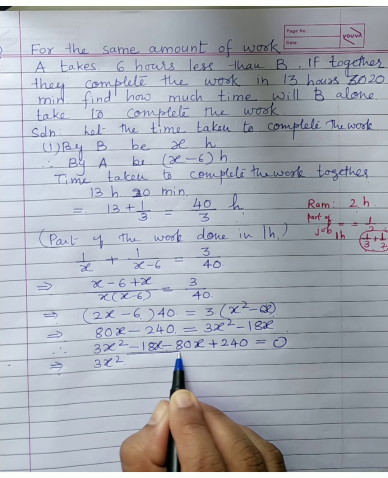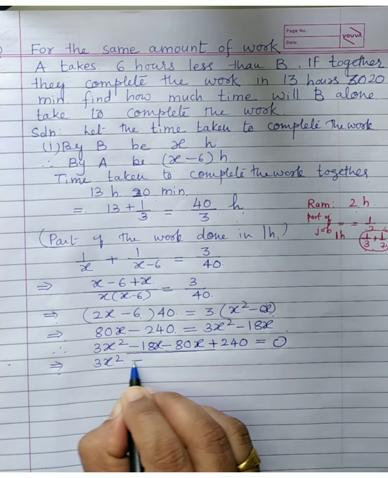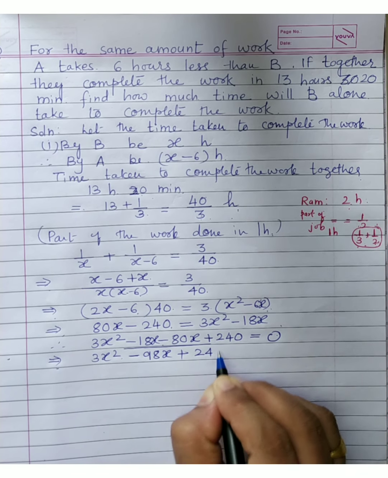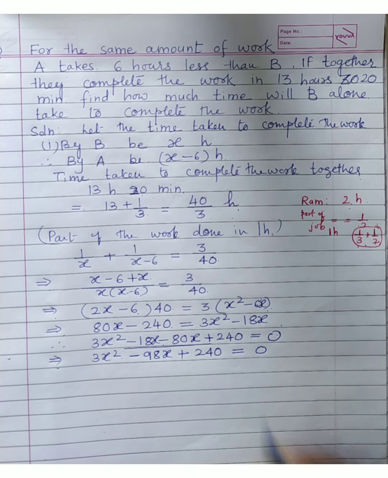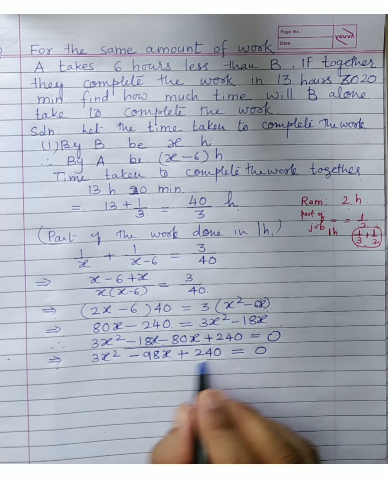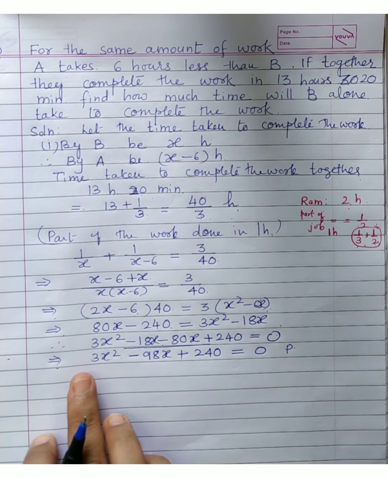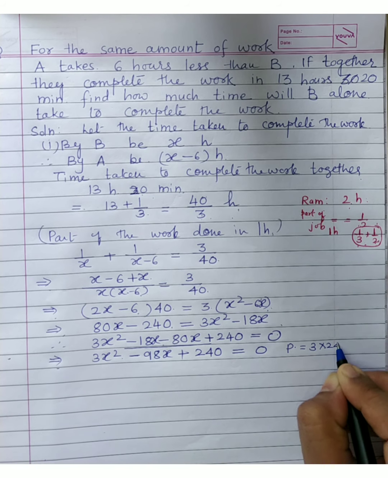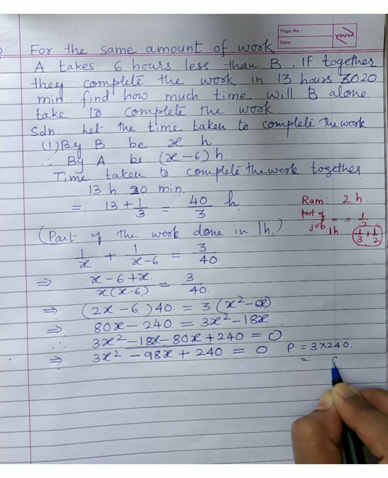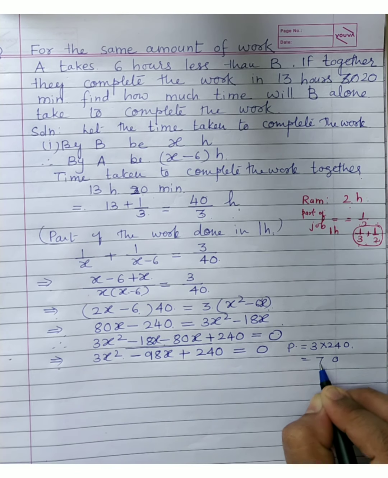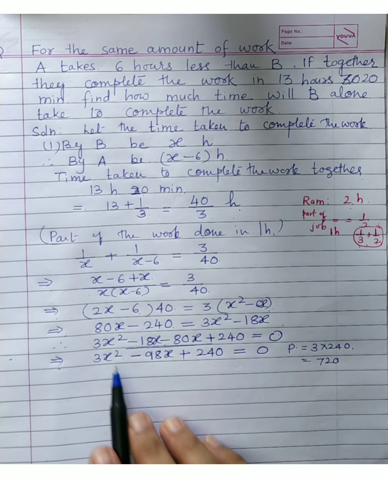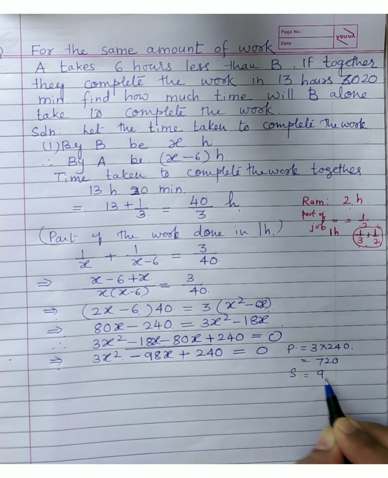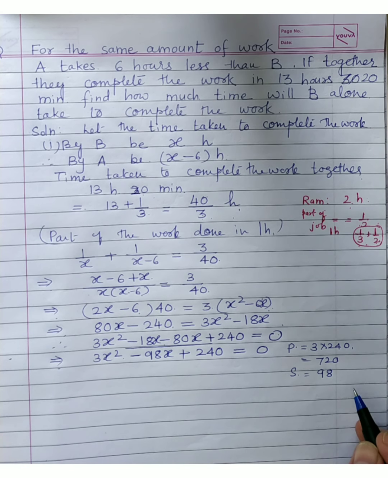Yeah, minus 18x and minus 80x, what will it be? Minus 98x plus 240 is equal to 0, right? So the product is what? Here the coefficient of x square is not 1, so the product will be 3 into 240, that will be 720. The product is 720 and the product is positive, so we are finding the sum, which is 98.